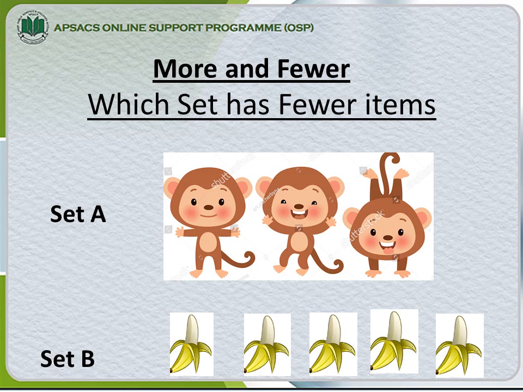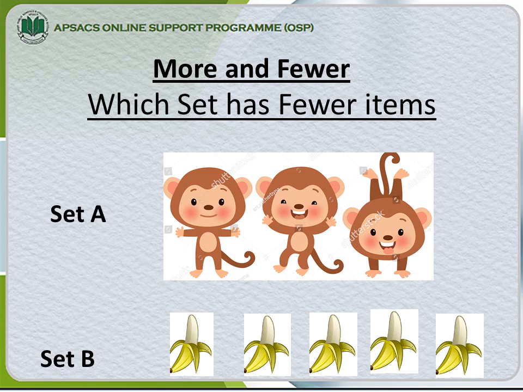Now more and fewer concept. Which set has fewer items? Set A has some monkeys. Let's count the monkeys. How many monkeys are there? 1, 2, 3. There are 3 monkeys. And set B has some bananas. How many bananas are there? 1, 2, 3, 4, 5. Set B has 5 bananas.